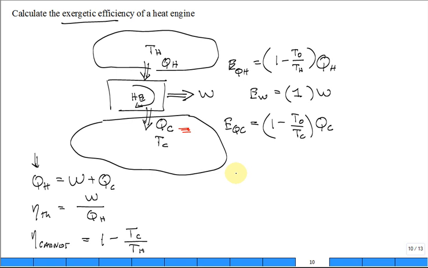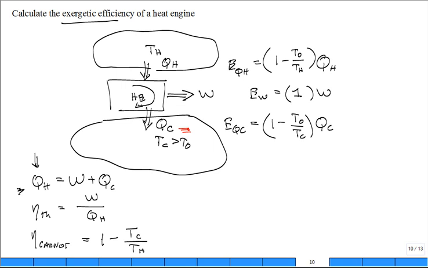We have an exergy balance. Wasn't this an energy balance equation right here? QH is equal to W plus QC. Exergy balance. Well, first of all, let me back up. You could think about if Tc is greater than T naught, how you still have the potential to do something useful with QC. True?